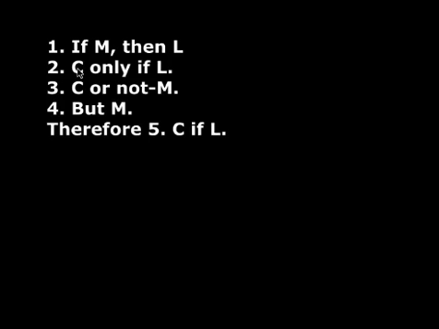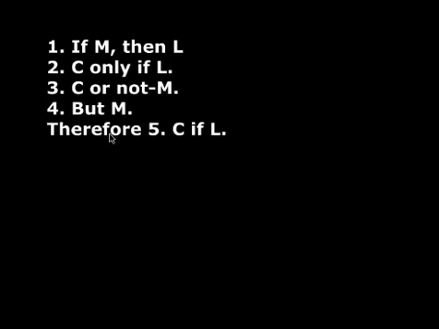Let's look at this one. C only if L. Okay, it's a conditional, but it's with only if. What's the rule? Statement following if is the antecedent, but statement following only if is the consequent. So L is the consequent, and consequents go on the right. So this is going to be C horseshoe L. So we have M horseshoe L, C horseshoe L, C or not M, so C wedge tilde M. Okay. But M, that's just M.